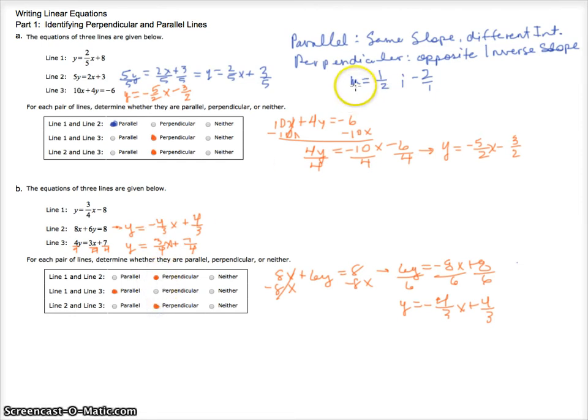So remember, gang, to follow your parallel and perpendicular properties for slope. Parallel is the same slope, perpendicular is the opposite inverse slope.